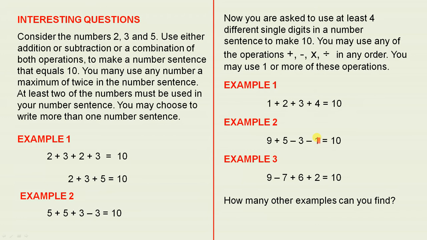Look at these four digits here. 9 plus 5 is 14, 14 minus 3 is 11, 11 minus 1 is 10. That also works. 9 minus 7 is 2, 2 plus 6 is 8, 8 plus 2 is 10. That also works. And how many other examples can you find?